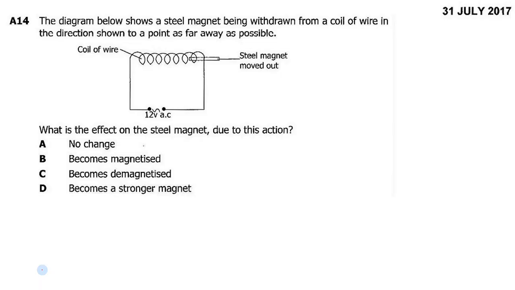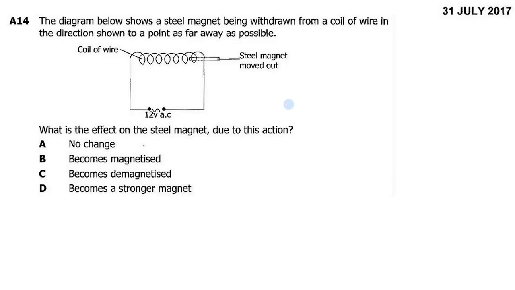This one came on the 31st of July 2017. The diagram below shows a steel magnet being withdrawn from a coil of wire in the direction shown to a point as far away as possible. Okay, we are seeing in this diagram a steel magnet moved out in that direction to a position as far as possible. What is the effect on the steel magnet due to this action?